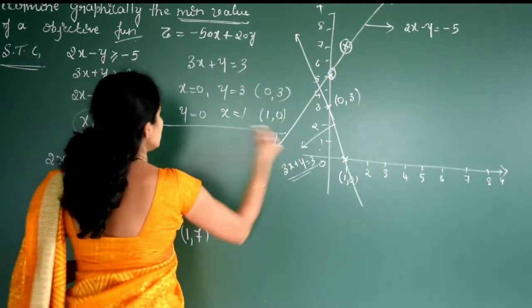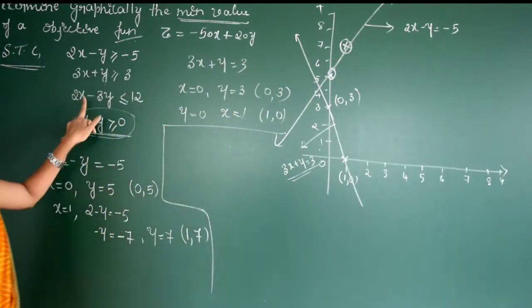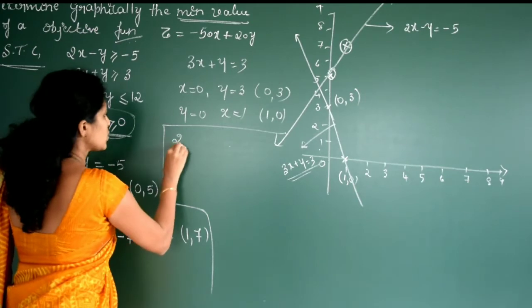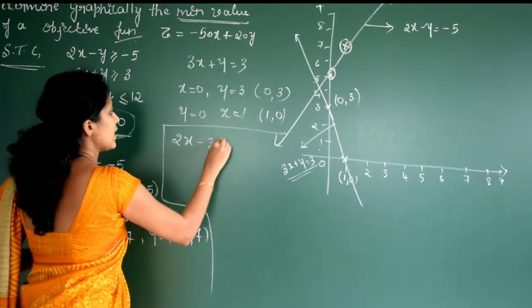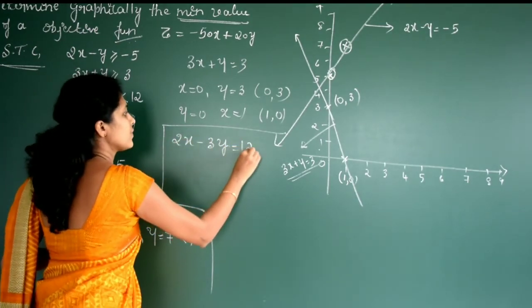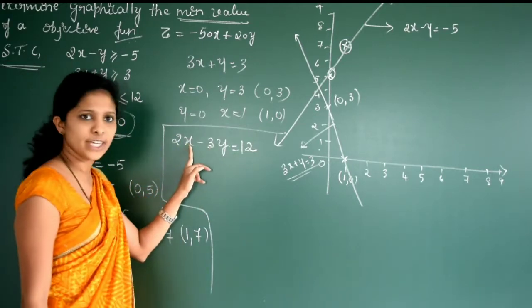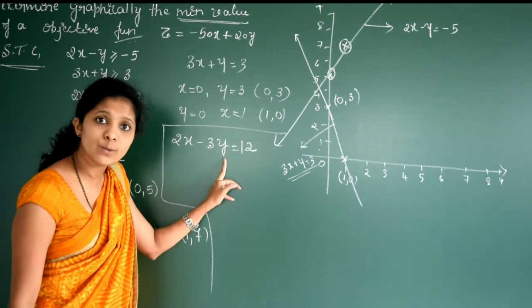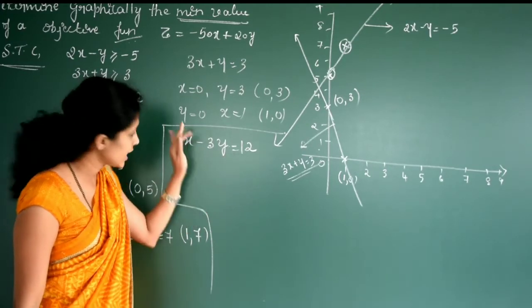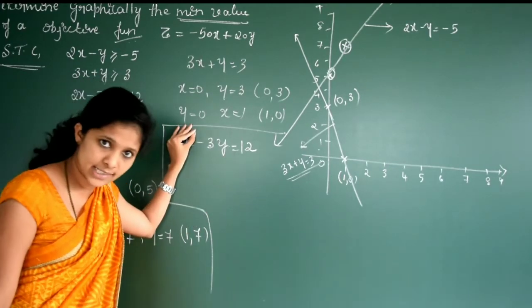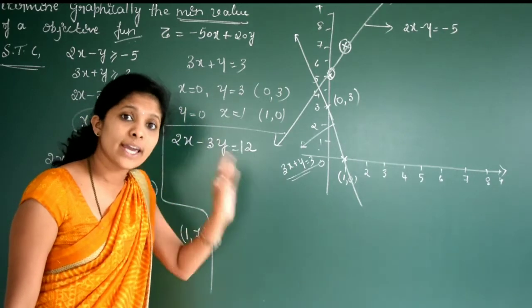Now we will check the third equation. The equation here is again 2x minus 3y is equal to 12. Again, negative is there, right? So if I substitute the value of x as 0, I'll get the value of y as negative.